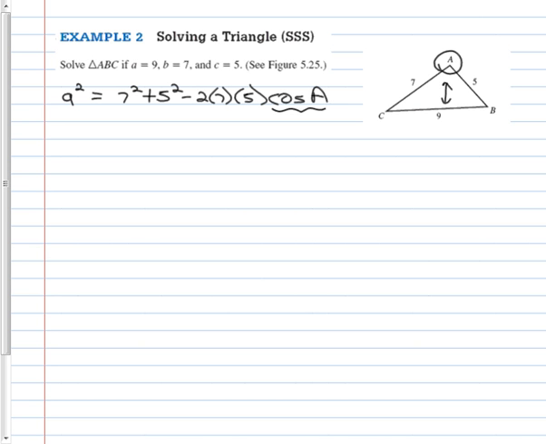And I'm wanting to isolate that thing. So I would subtract these terms to the left side: 9 squared minus 7 squared minus 5 squared. I've gotten rid of those terms. How would I get rid of these three numbers? I would divide by negative 2 times 7 times 5. Now that has gotten me down to the cosine of A. I want A. So what do I need to do to get the angle? Inverse cosine of. Try this one. Now make sure that numerator and that denominator are calculated before the division takes place.